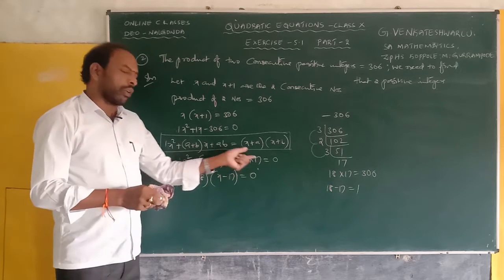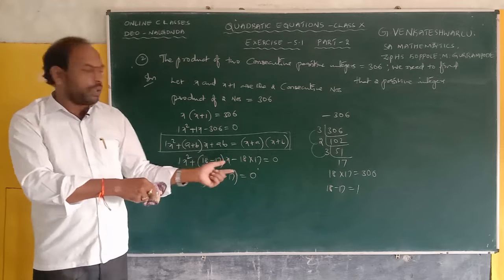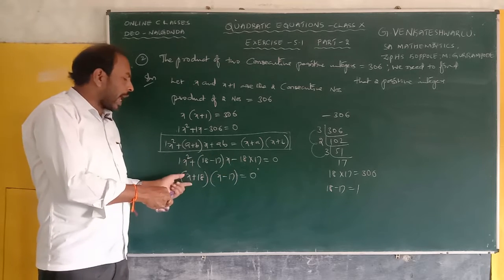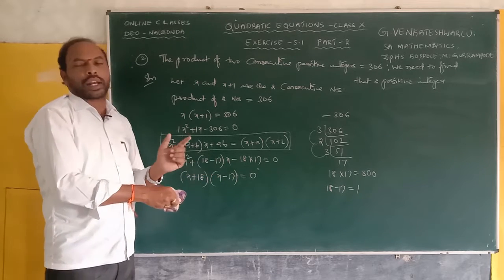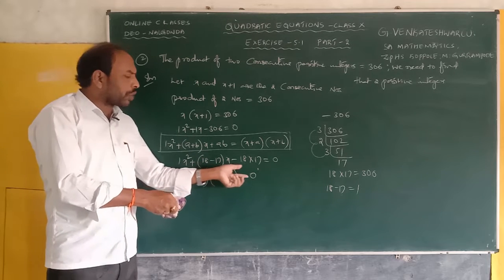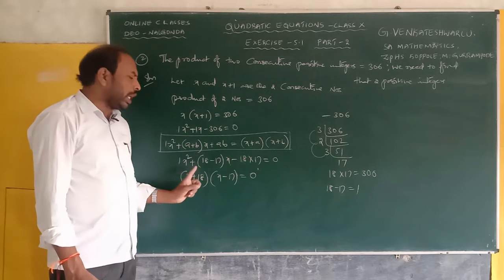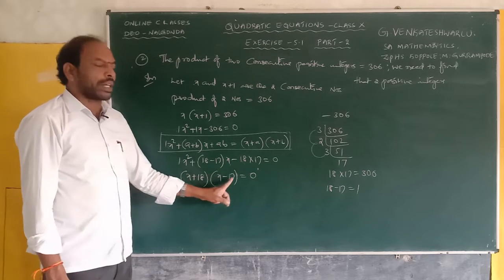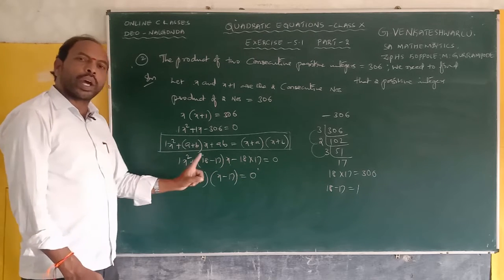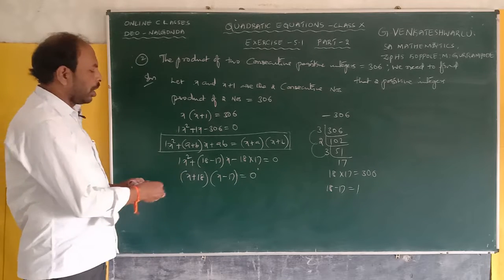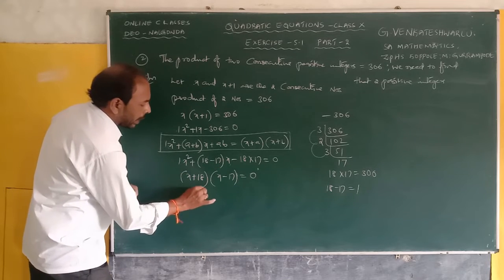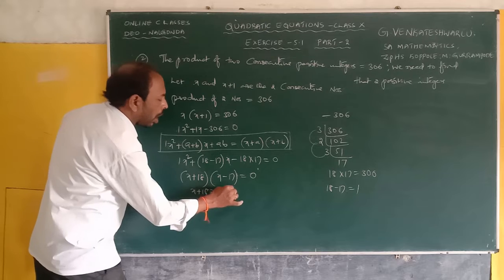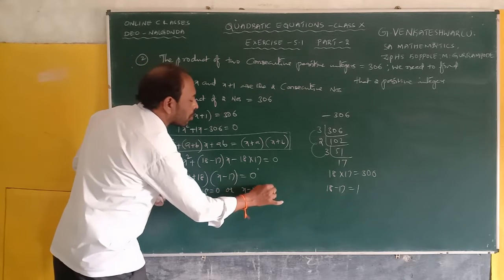This quadratic equation is expressed as the product of two linear factors. The product of these two linear factors is equal to 0, which means any one of the linear factors equals 0, and only then does the product become 0. That's why x plus 18 is equal to 0 or x minus 17 is equal to 0.